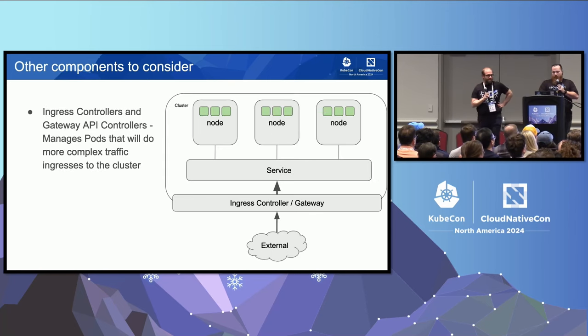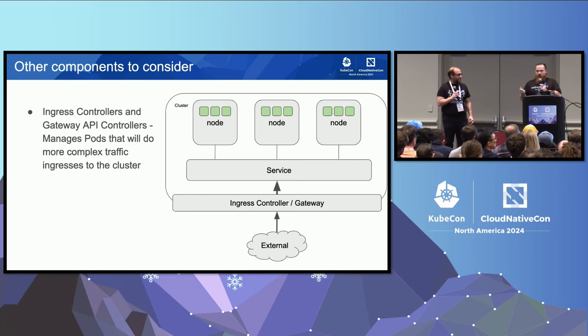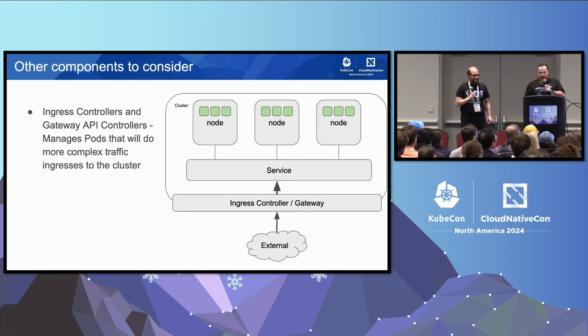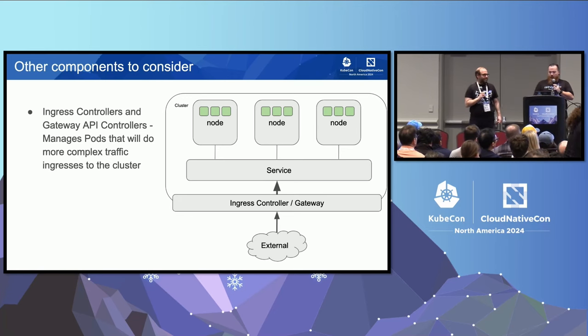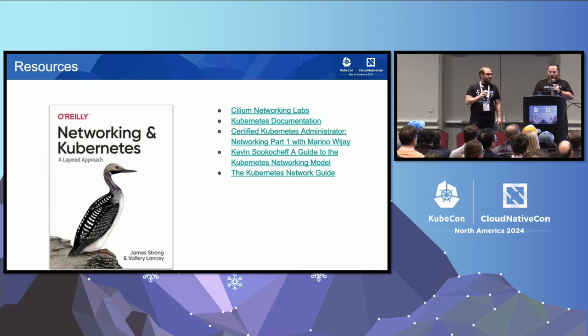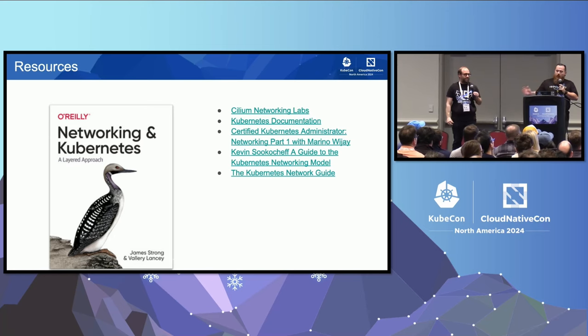And then one thing we didn't talk about is ingress controllers and gateway API controllers. Everything that we talked about just now was internal to the cluster, and in 30 minutes we can't really go through all of the node port services and all of the abstractions, but this is how you get traffic into your cluster from external. We've got some resources here. Again, we'll put these up there. We've got the networking Kubernetes book where we walk through all of that in a much more detailed description.